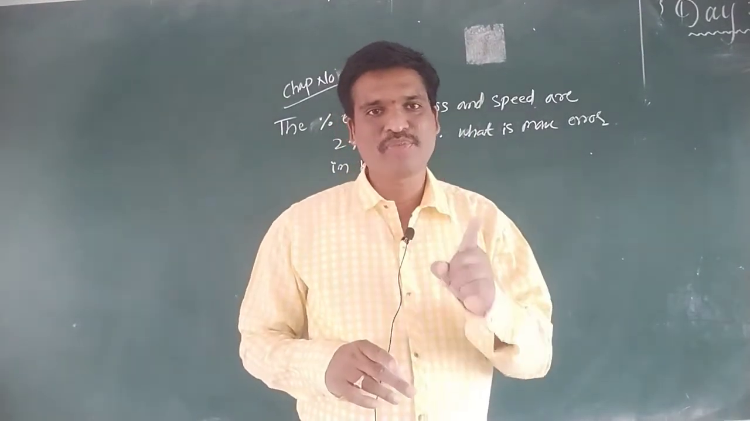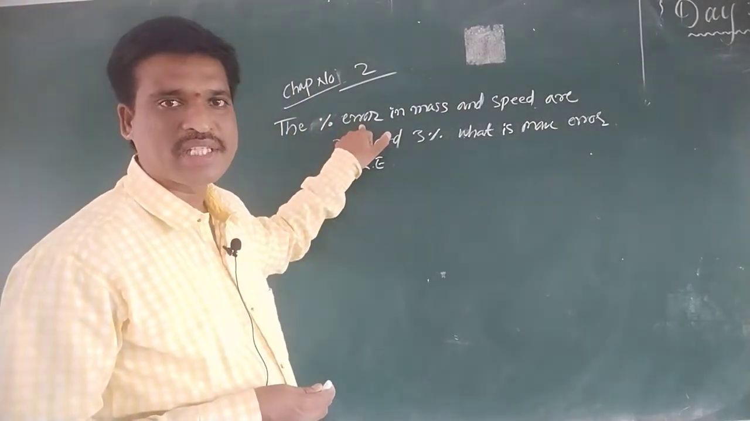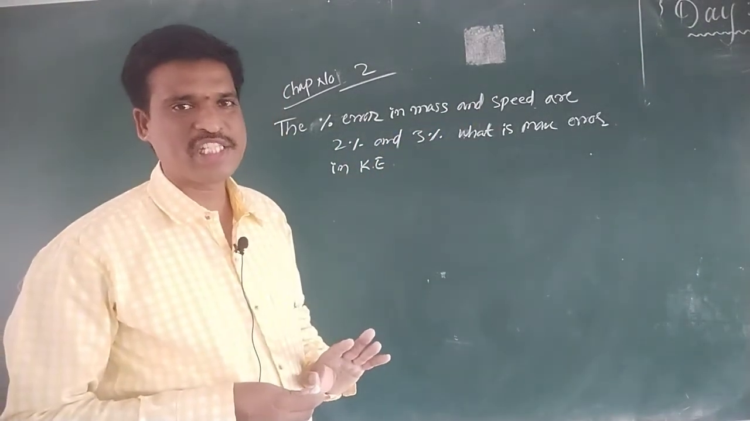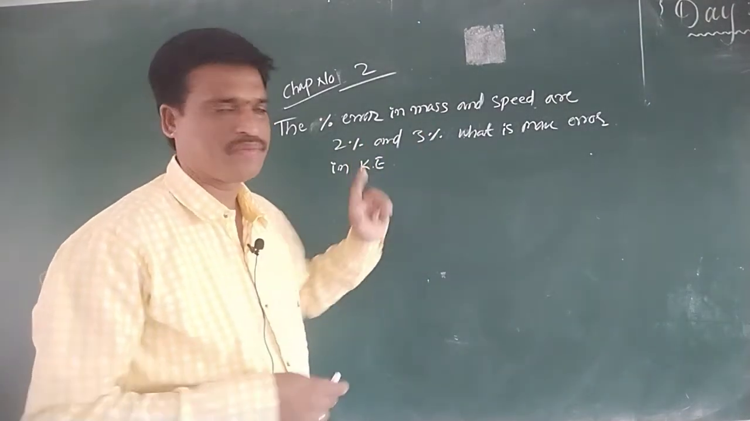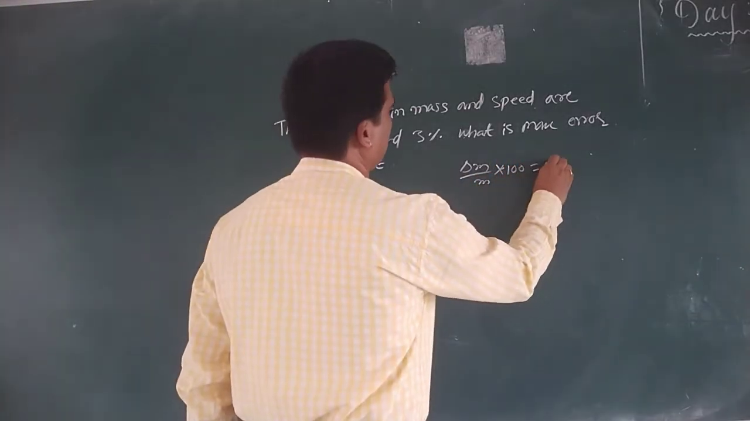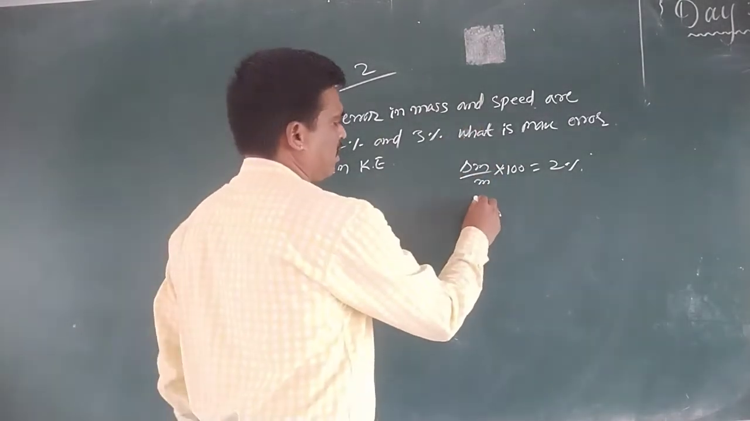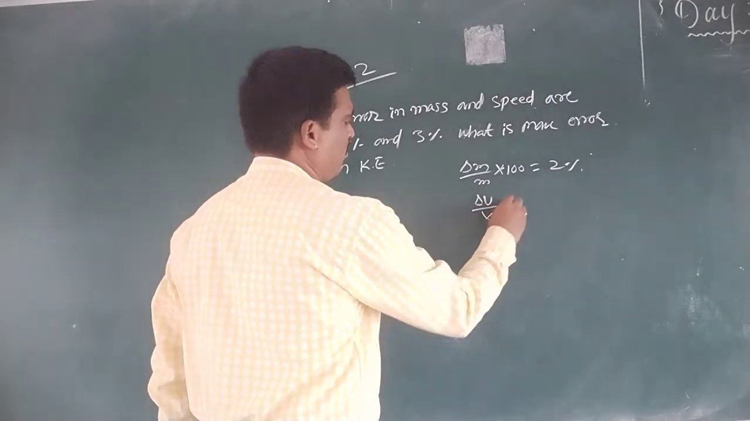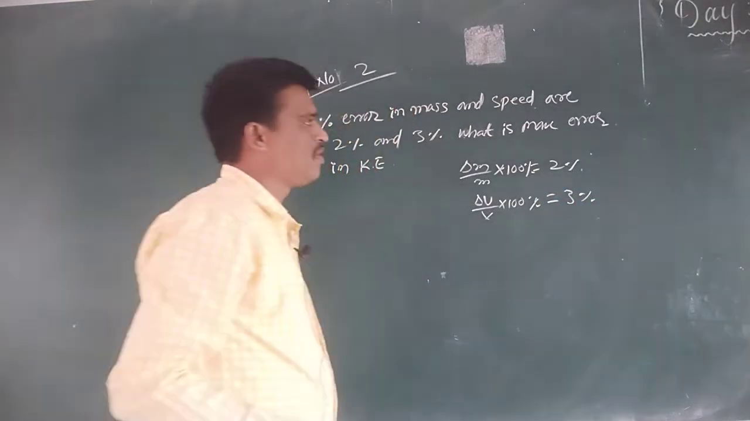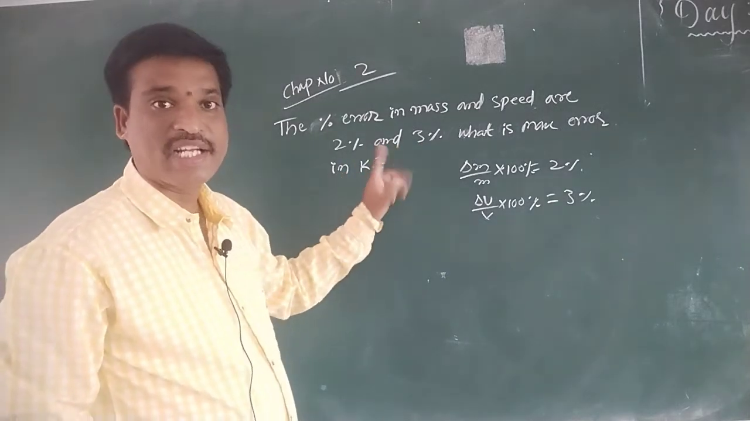Okay. The next problem is from lesson number 2, the percentage error. The percentage errors in mass and speed are 2% and 3%. That is, delta m by m into 100 is given as 2%. Similarly, for speed, delta v by v into 100 is equal to 3%. What is the maximum percentage error in kinetic energy? We have to find the kinetic energy here.